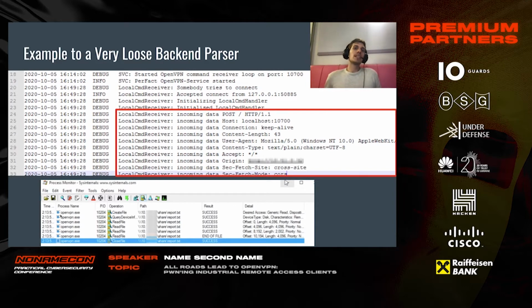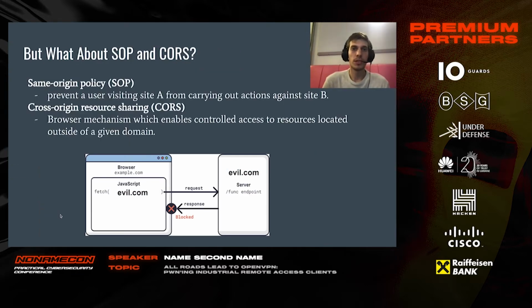So because in many cases we encountered the backend service was very loose, we were able to exploit it using a malicious HTTP request with post data. But you may ask yourself, what about same-origin policy and cross-origin resource sharing? These terminologies exist to help clients not to be exploited by malicious websites.